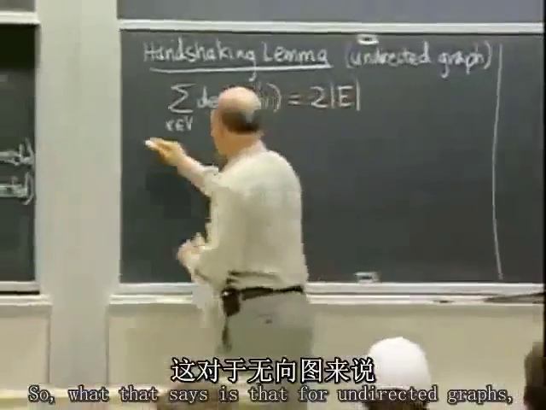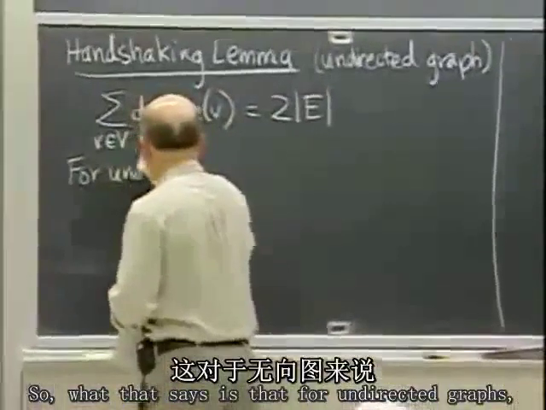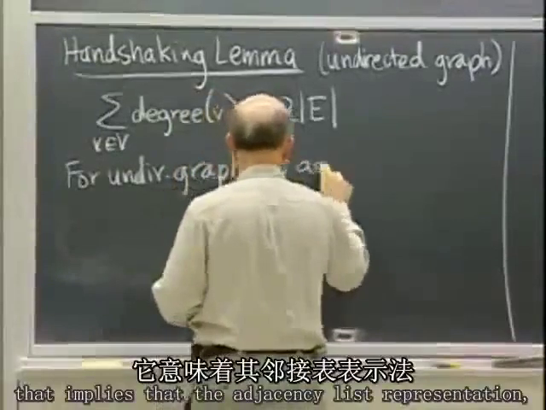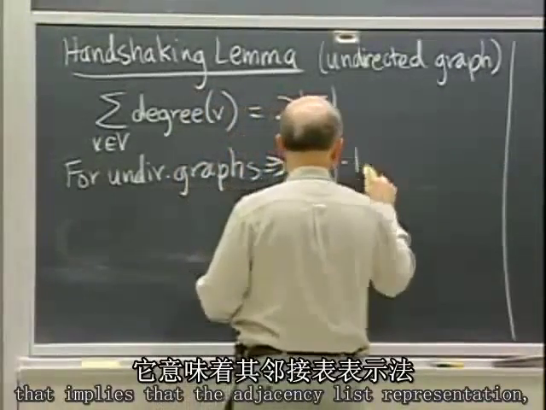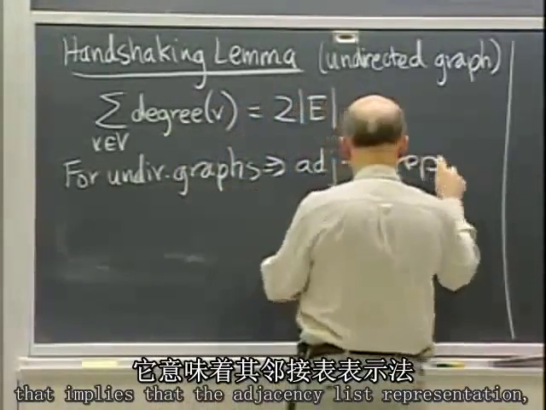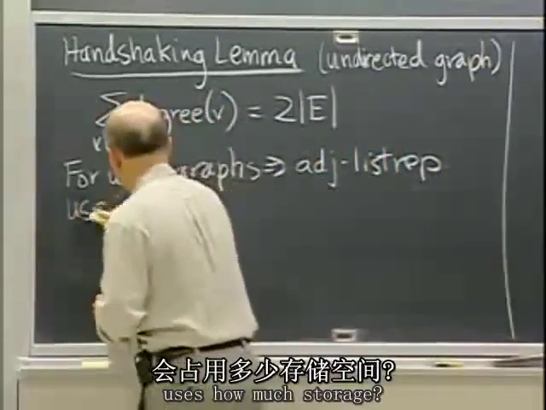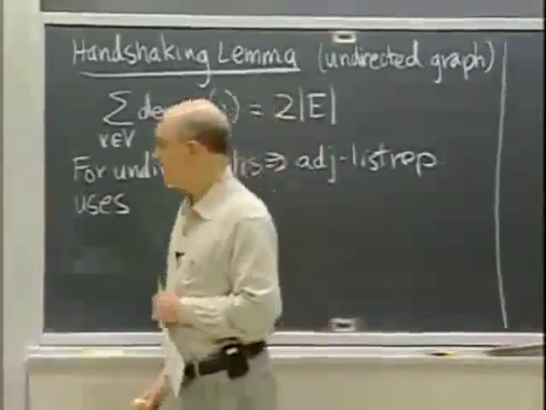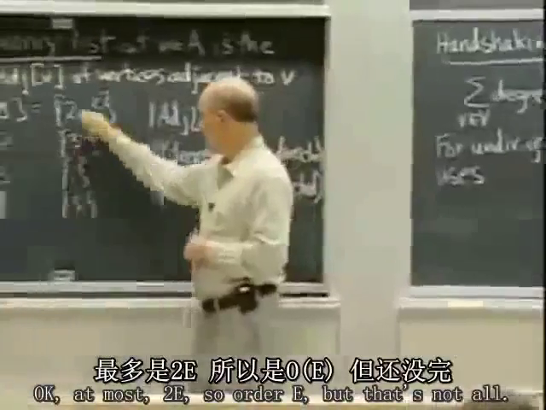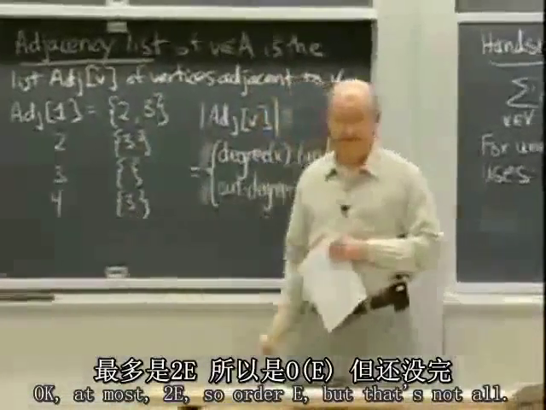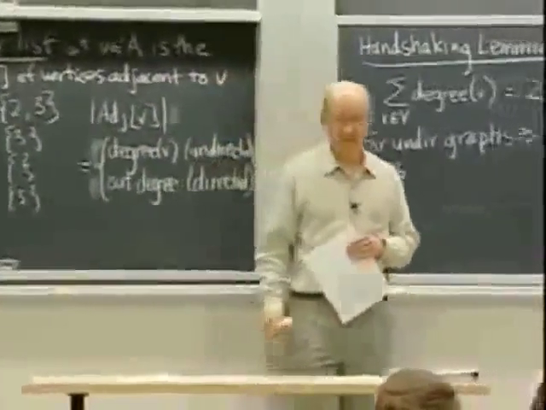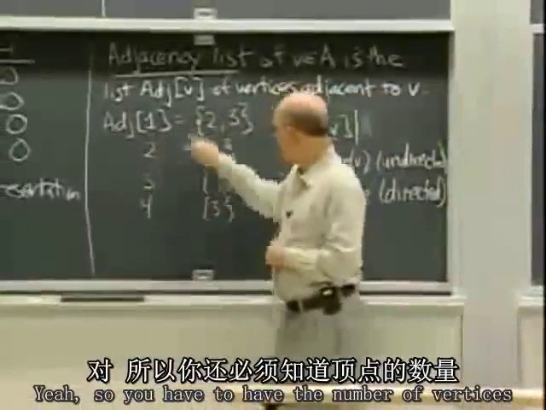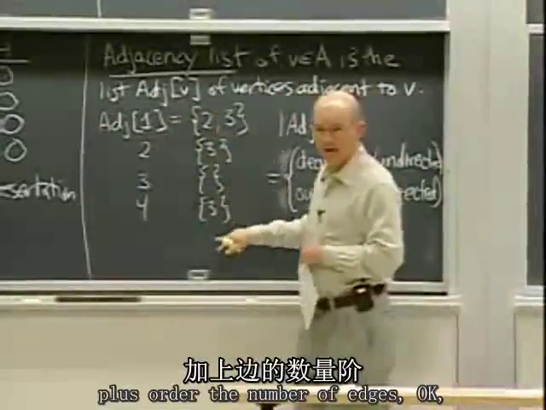So what that says is that for undirected graphs, that implies that the adjacency list representation uses how much storage? Okay, at most 2E, so order E, but that's not all. Plus the number of vertices. Yeah, so you have to have the number of vertices plus the number of edges.